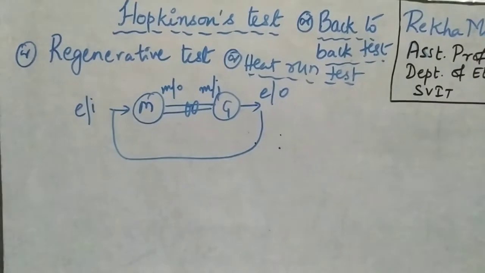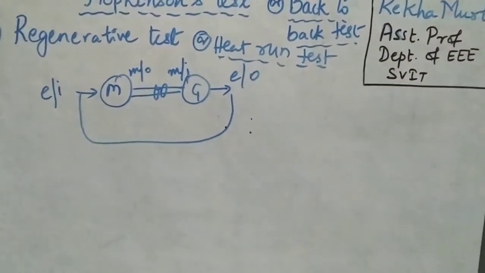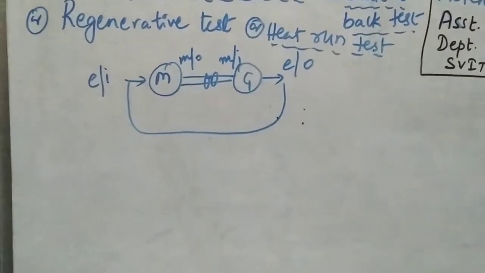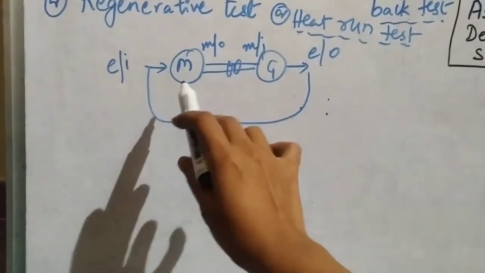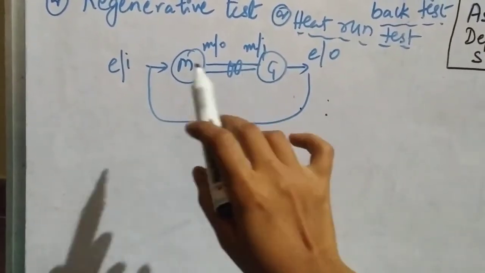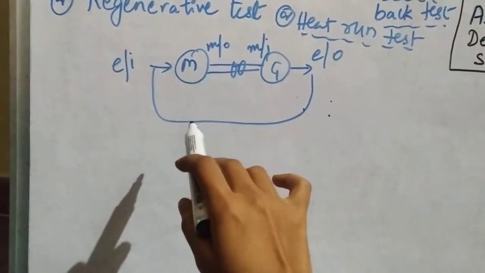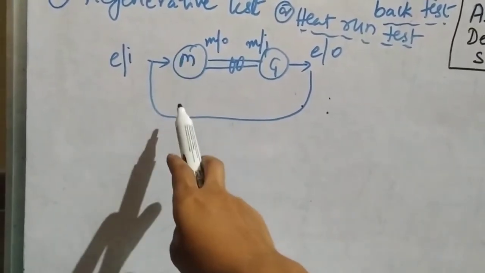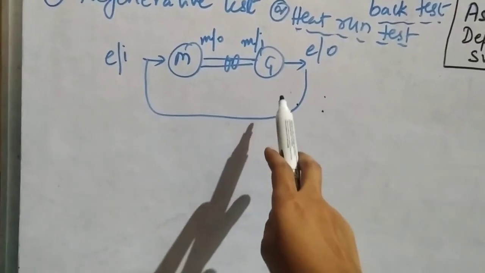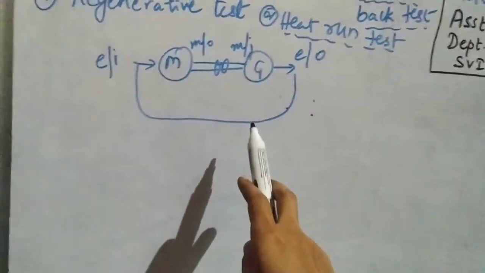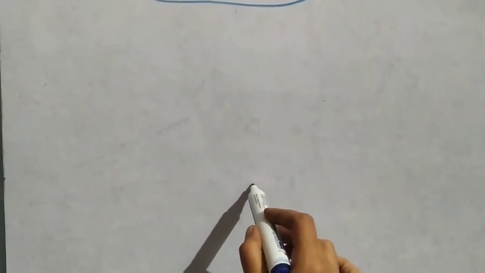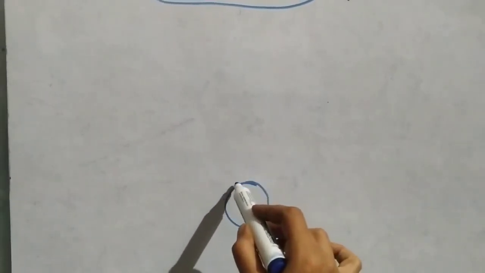Let us see how exactly the circuit diagram looks. As I told, we are going to use two identical machines. The configuration we are going to use here is shunt configuration. We'll be using a shunt motor and a shunt generator. Now let us draw the circuit diagram. Initially, first I will draw the armature of the motor.